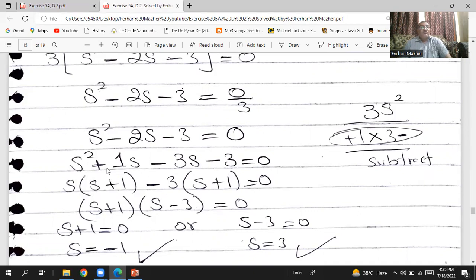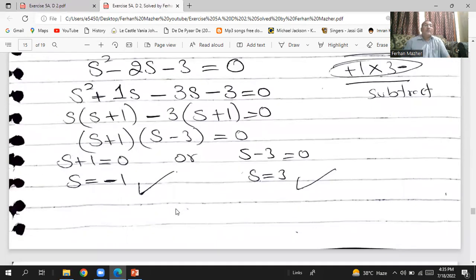So from the first two terms, you can see s is common. So in the bracket, you will have s + 1. From the last two, −3 is common. So in the bracket, you will have s + 1. So from this term and this term, the bracket s + 1 is common. From here, you will have s. From here, you will have −3 in the second bracket. Because these are the two brackets multiplying with each other, their product is 0. So either the first bracket is 0 or the second bracket is 0.